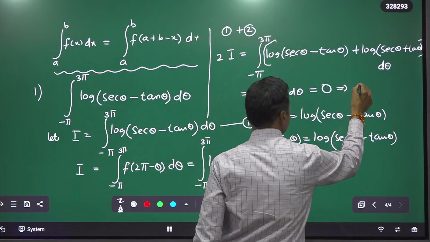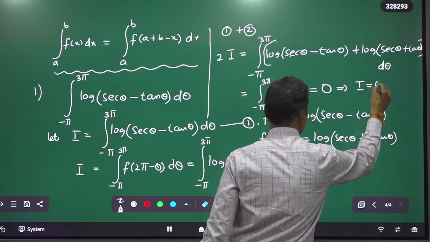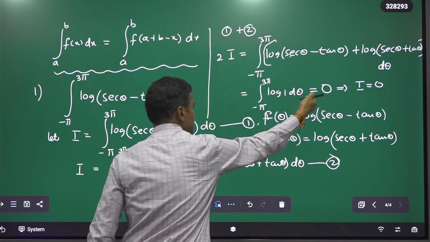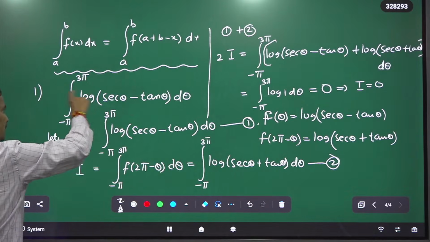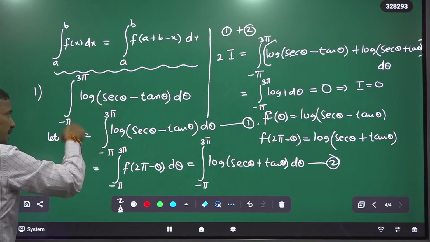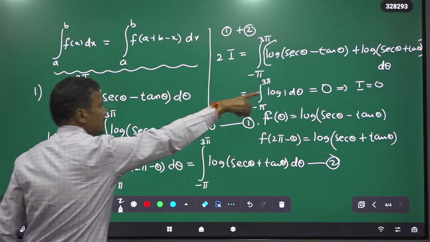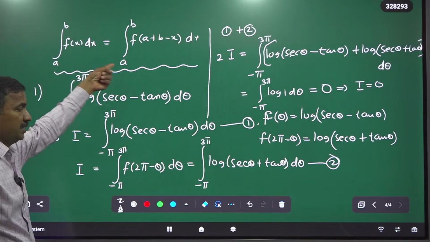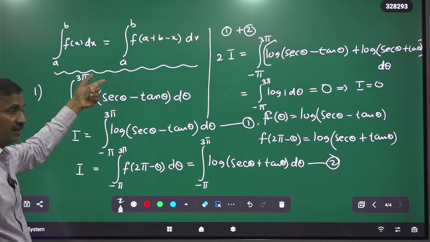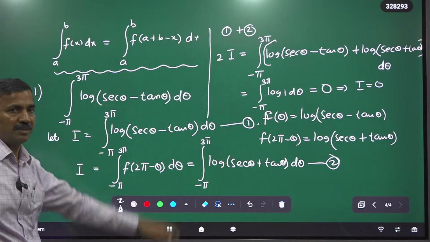Therefore, 2I is equal to 0, which means I is equal to 0, where I is the given integral. Therefore, the value of this integral is 0. Like this, by applying this property, we can solve this problem.